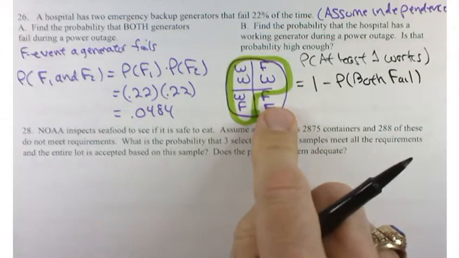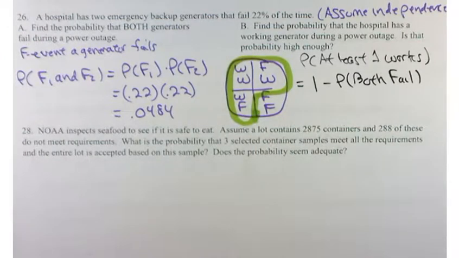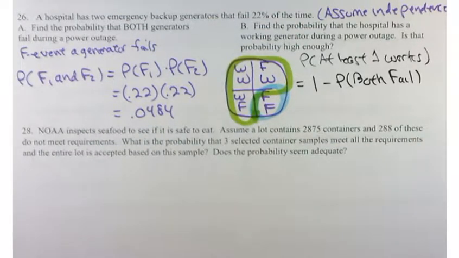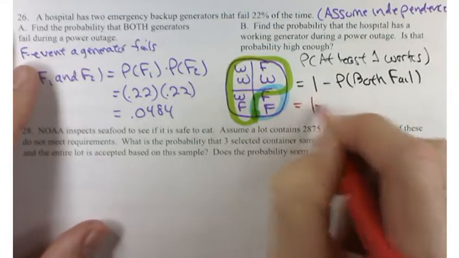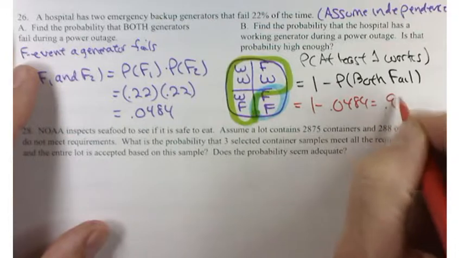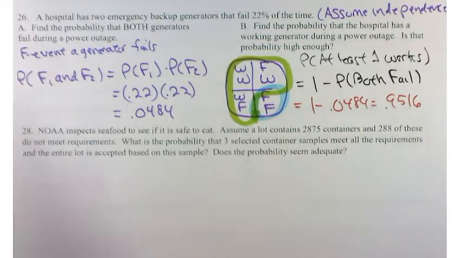And you can see that here. The only thing I didn't circle was this little piece in the bottom right-hand corner. Probability that they both fail. Let's do it with this color. So 1 minus the probability that they both fail. 1 minus 0.0484. So 0.9516. There we go.